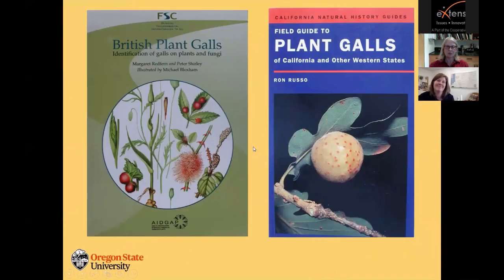So here's a couple references that are available for more information about galls. This one's really nice. It has lots of color pictures. This one's also nice, but it's British, and so we don't have all the plants, and the information inside is from drawings. But they do have a key which allows you to key things out. Otherwise, you just sort of have to flip through the book and look through this one.